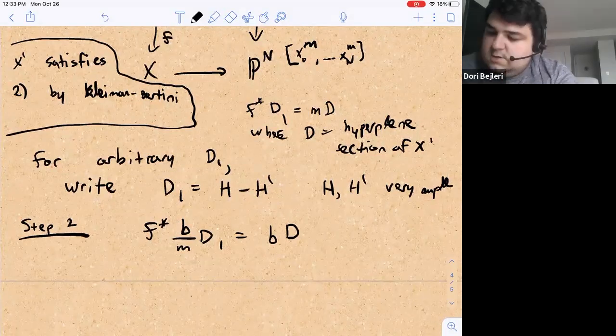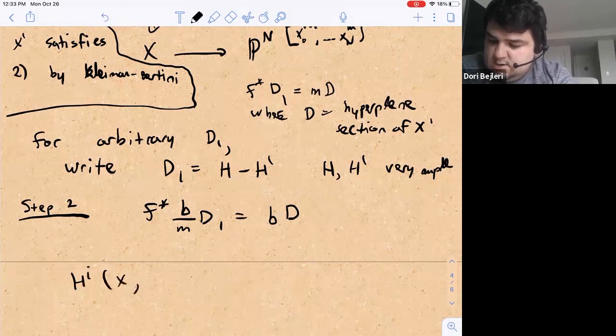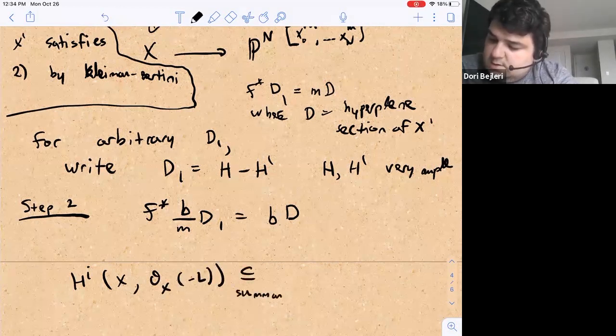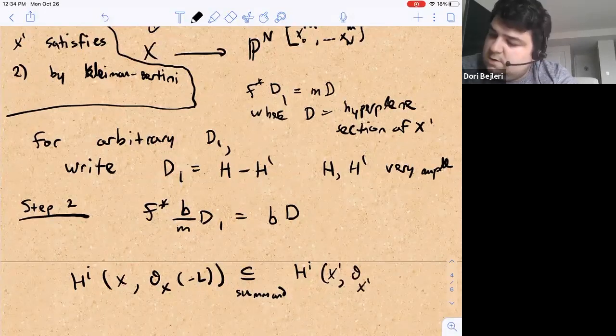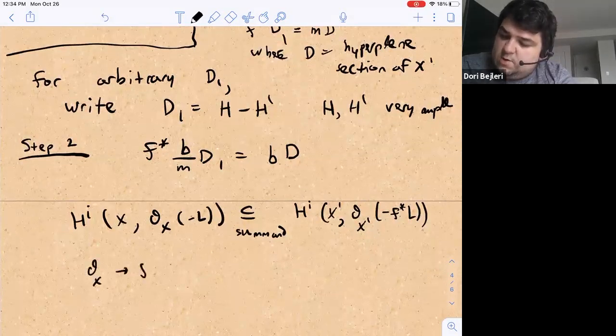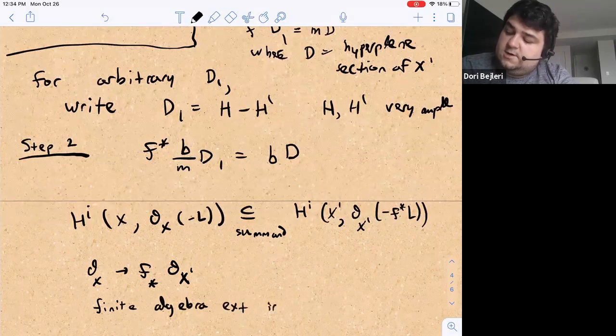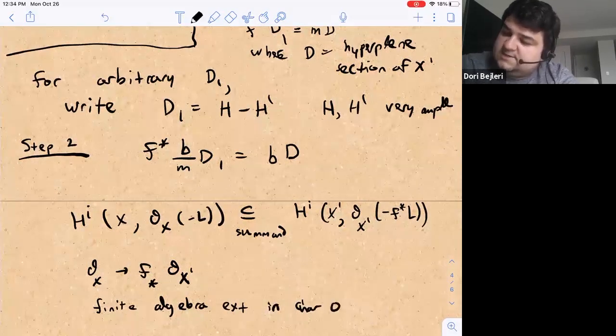So for this step, basically we just say that because f is finite flat, you have things as a direct summand. So the claim is that H^i(X, O_X minus L) is a direct summand of H^i(X prime, O_X prime minus the pullback of L). And the reason is that we're in characteristic 0. So if we look at the map O_X to f lower star O_X prime, this is some finite algebra extension in char 0. And so we can split it by taking the trace.